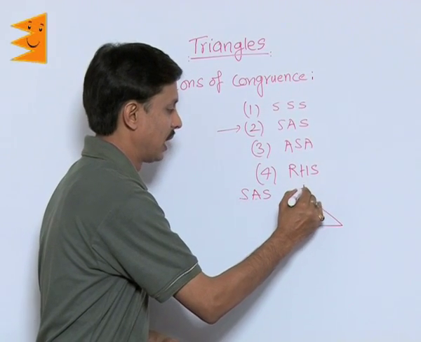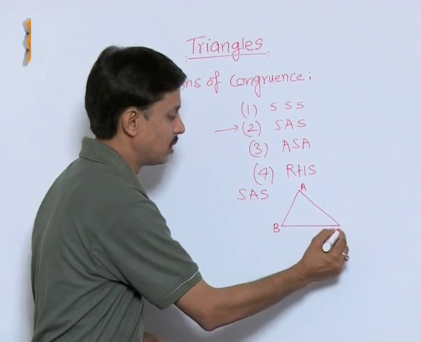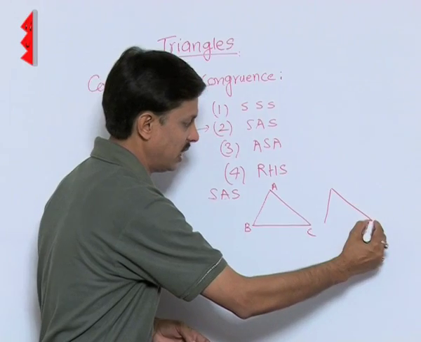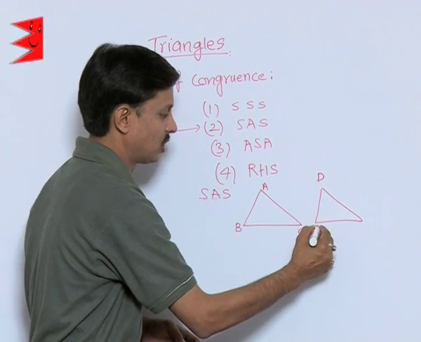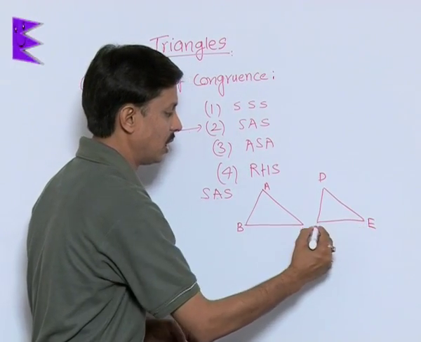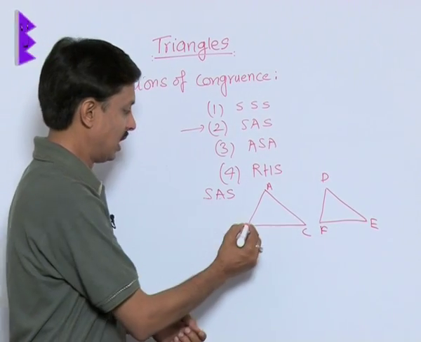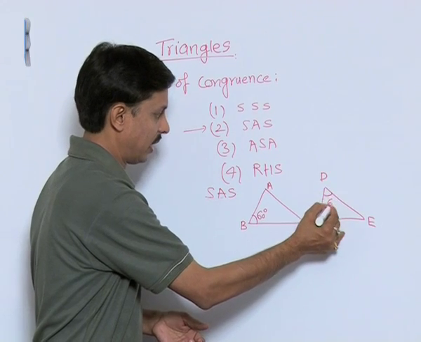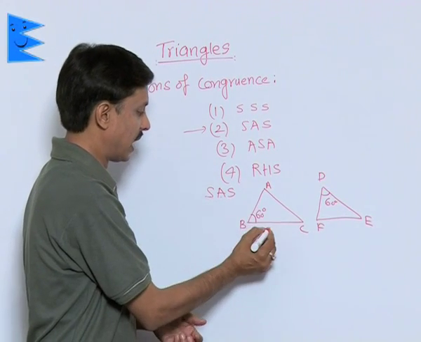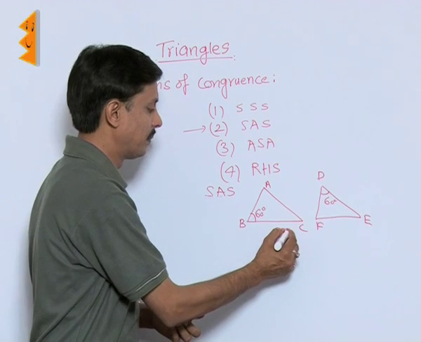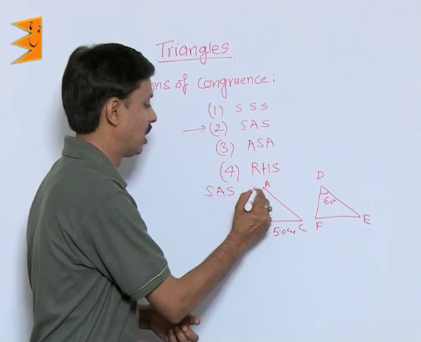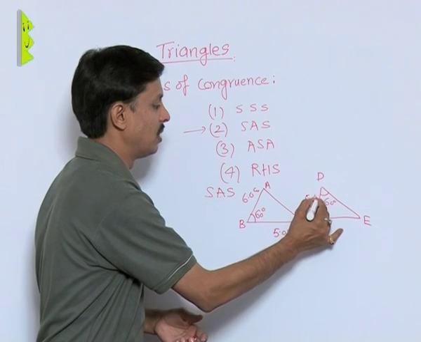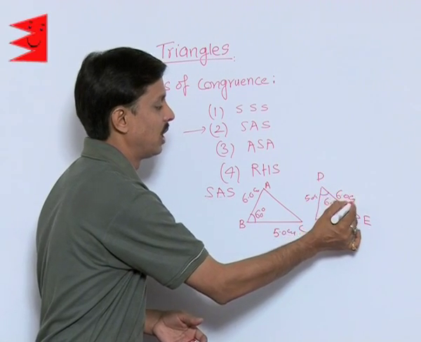Suppose this is the triangle ABC and the second triangle is DEF. This angle is, suppose, 60 degrees. This angle is 60 degrees. This side is 5 centimeter and this one is 6 centimeter. Similarly here, this side is 5 centimeter. This one is 6 centimeter.